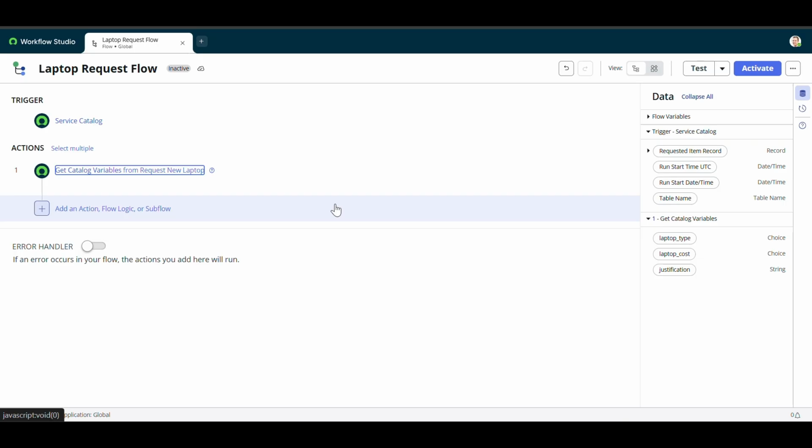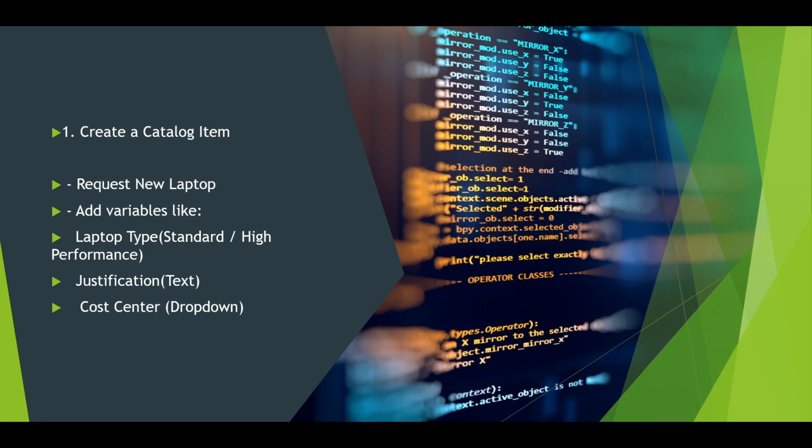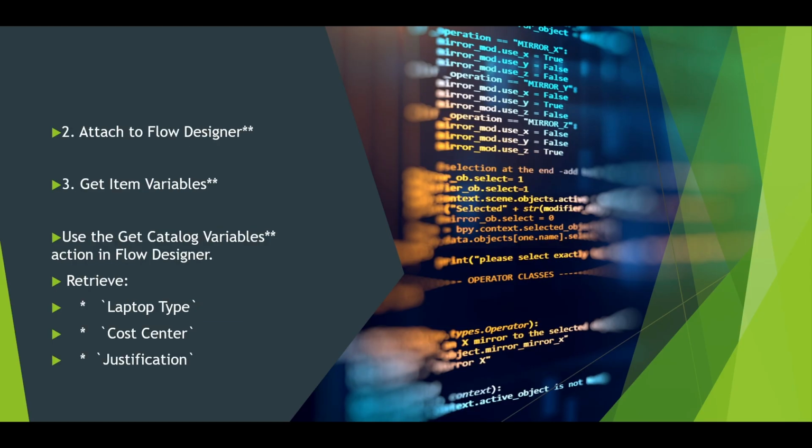After saving this one, we have to go to the PPT that we have created. So as of now what we have done, we have just created a catalog item, and we have attached the flow and got the catalog variables. Now these three steps we have done. So here you can see we have created the catalog, and the catalog name is request new laptop, and we have added the three variables: laptop type, justification, and cost, right? And after that we have to attach that flow, and we have to get the variables, this is the third step.